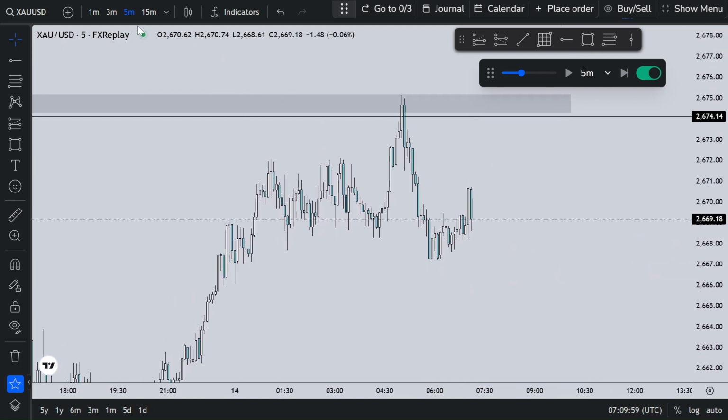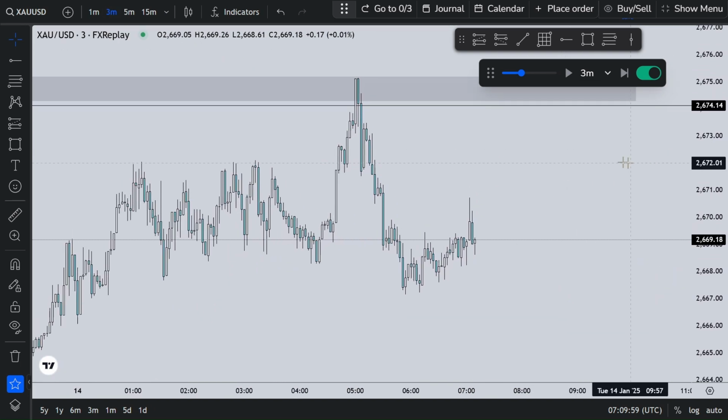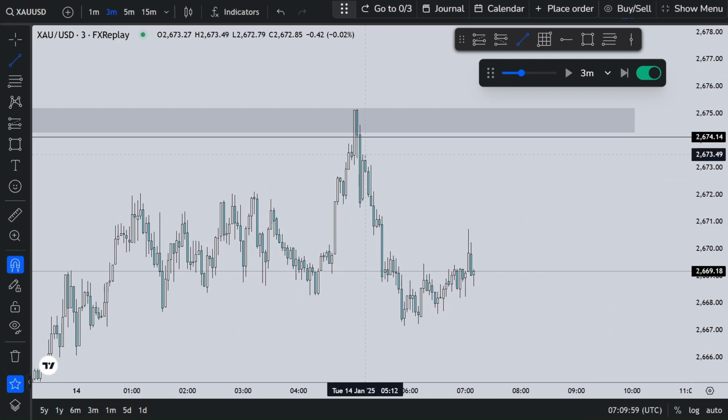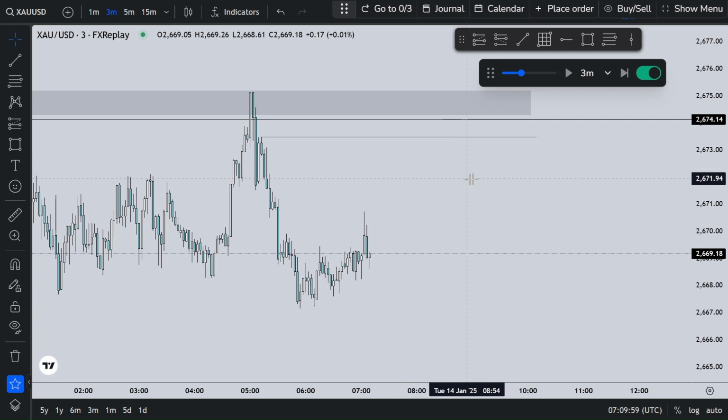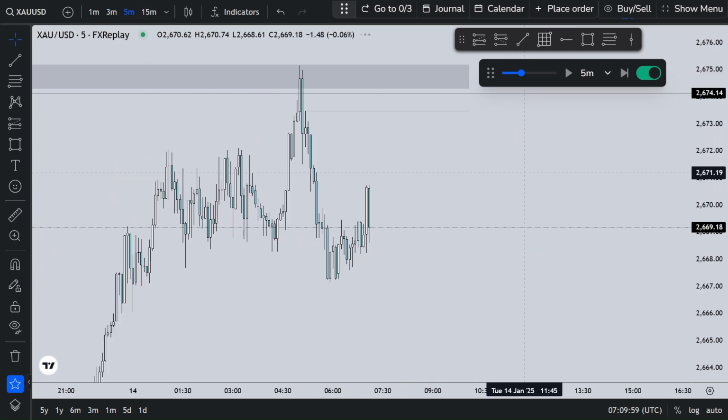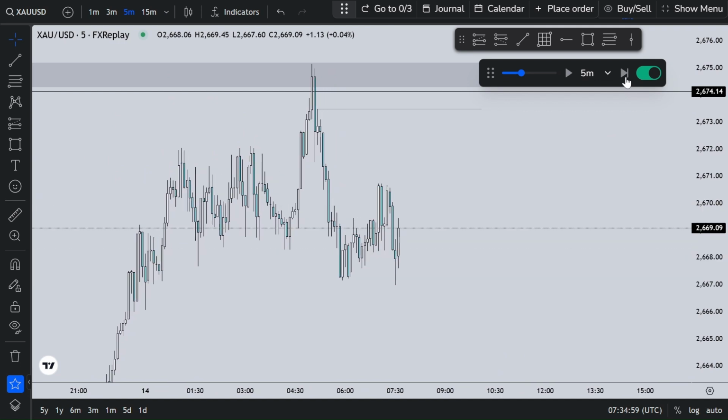So now what I'm looking for is, I've got on the 3-minute. I'm looking for this high here. So I'm looking for this high to get taken, get our entry model, and then for us to continue lower. Go back on the 5 minutes just to play price on.